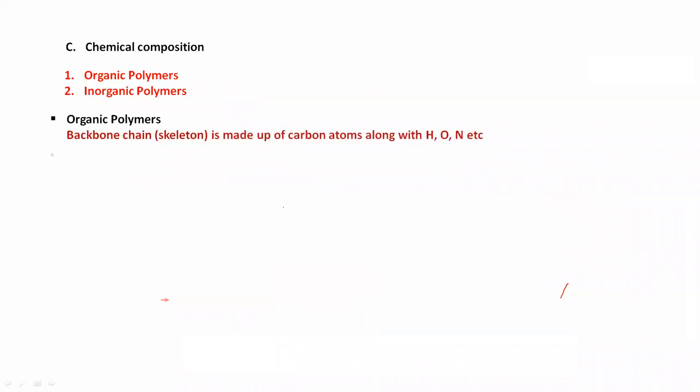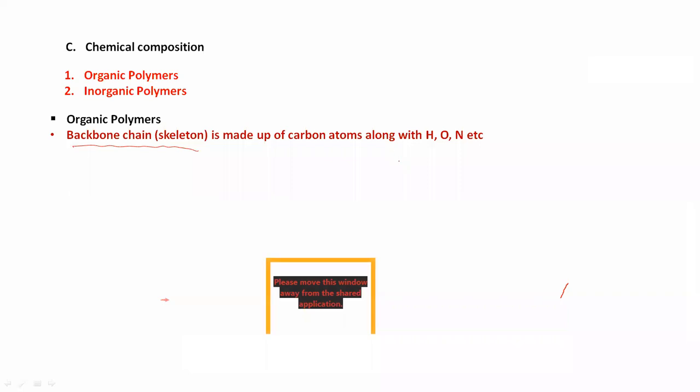Now, chemical composition. What is the constitution? Organic polymers and inorganic polymers. Organic polymers: you have already heard this word. Organic means a derivative of hydrocarbon, carbon and hydrogen. So obviously the backbone chain, meaning the main chain or skeleton, is made up of carbon atoms along with hydrogen and oxygen atoms. You understand? So the backbone chain must contain carbon atoms.